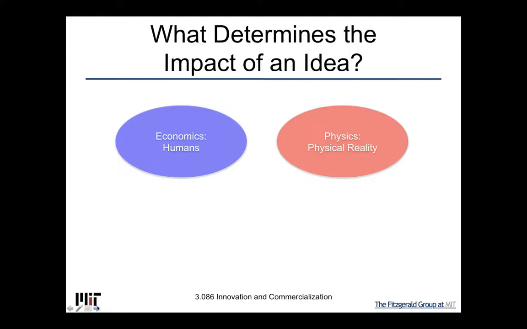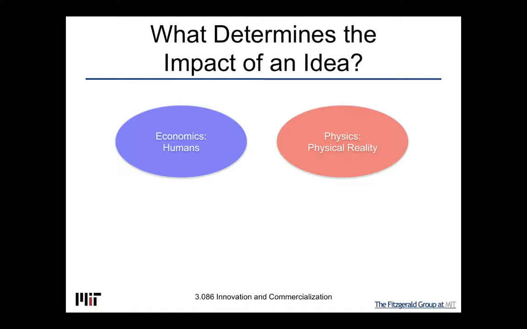We can't violate laws of energy and momentum, for example, just because someone decides that we need to build a time machine and get that into the marketplace. So there's a physical reality that sets a boundary condition, as well as this human economic realm: people won't pay a ridiculously high price for no value, no matter how hard you try.